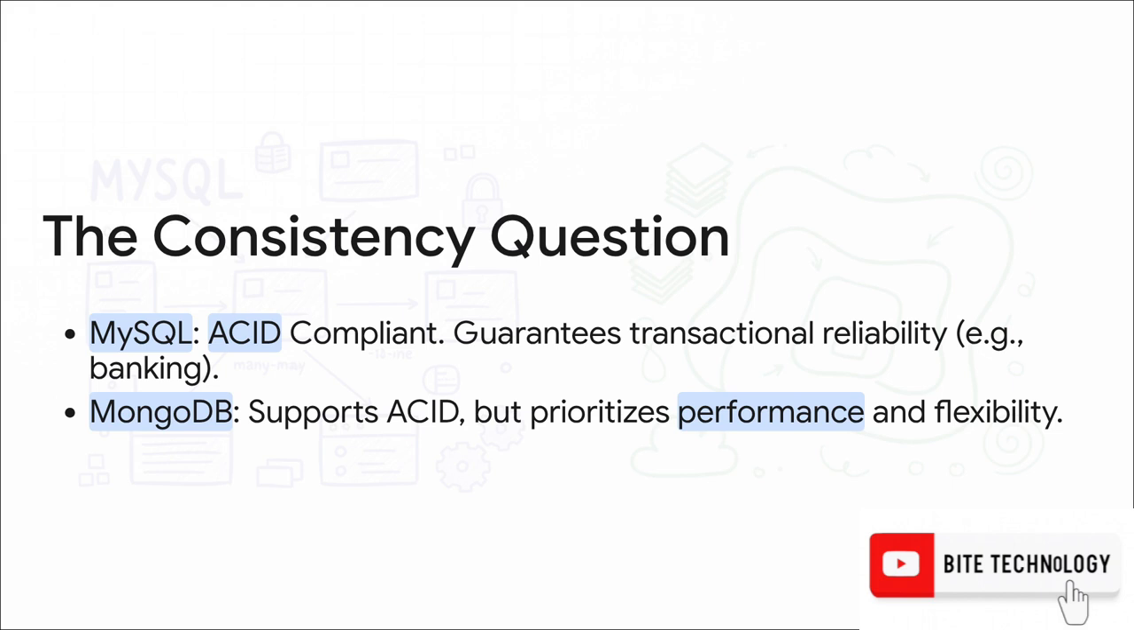MongoDB, on the other hand, well, it was born in a world that craves speed and availability above all else. Now, to be fair, it does support ACID transactions now, but its DNA, its core architecture, is still wired for performance and flexibility first. It's just a different set of priorities.